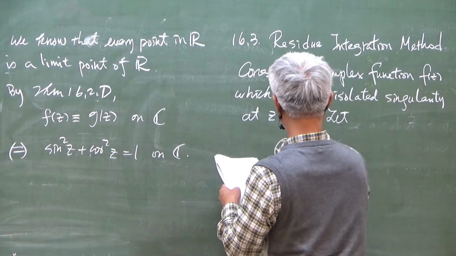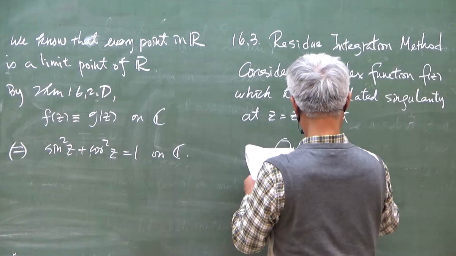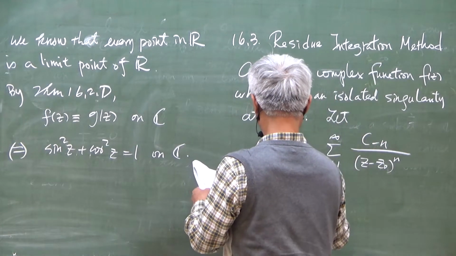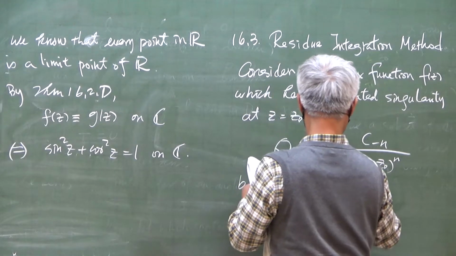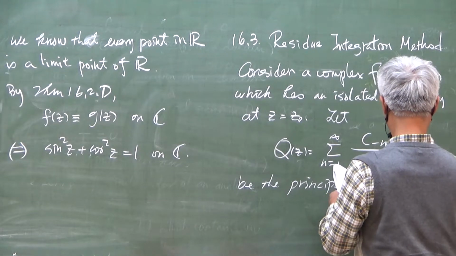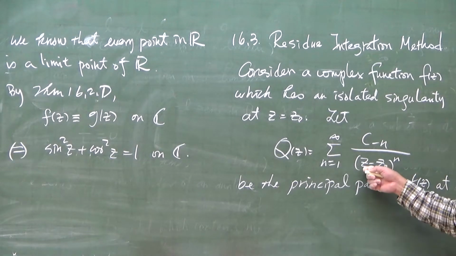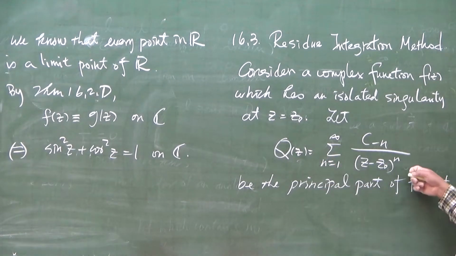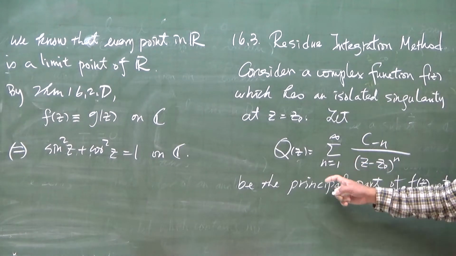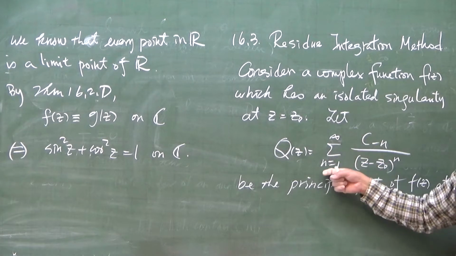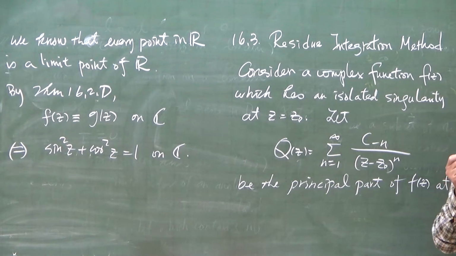Now we let Q be the principal part of f of z at the singularity point. As we mentioned, around this singularity, the complex function has a Laurent series expansion, and so we have the principal part. If the singularity is a pole, then this principal part consists of only finitely many terms. But if the isolated singularity is essential, then this principal part has infinitely many terms.